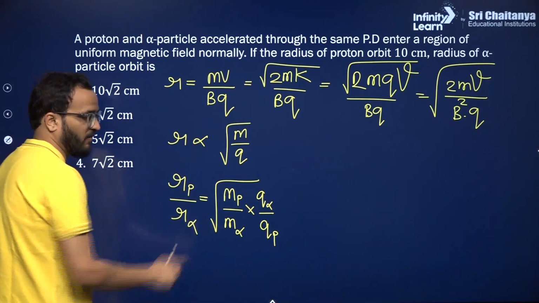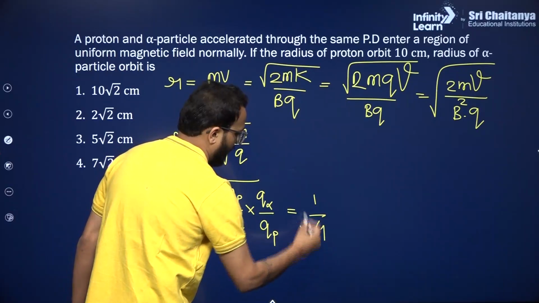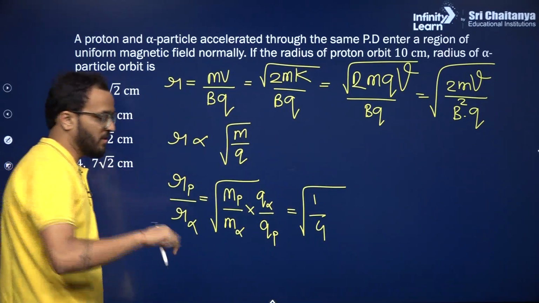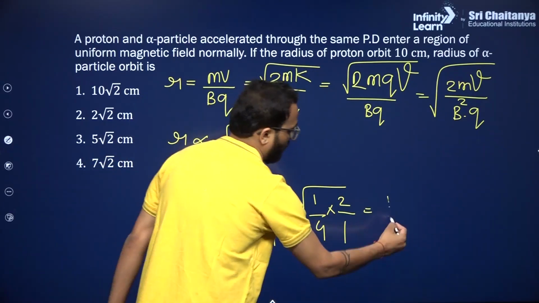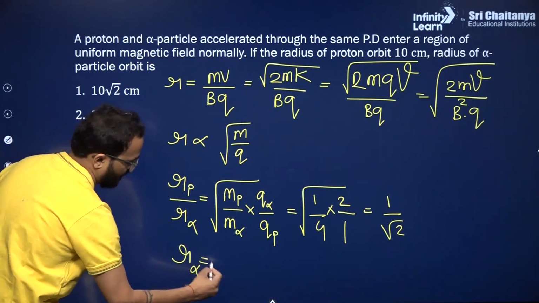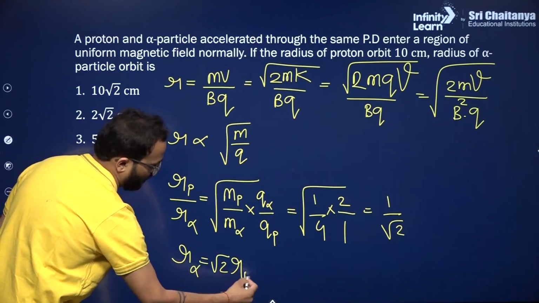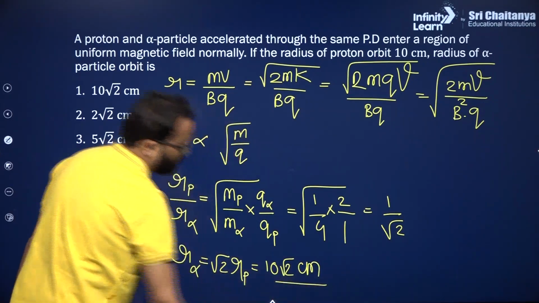Now we know that mass of alpha particle is 4 times the mass of proton, and the charge of alpha particle is 2 times the charge of proton. So the answer will be 1 by root 2. So from here we can say that radius of alpha particle is nothing but root 2 times radius of proton, which is 10 root 2 centimeter. Got it?